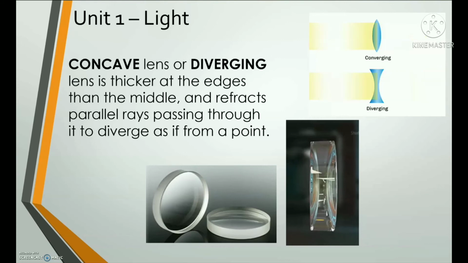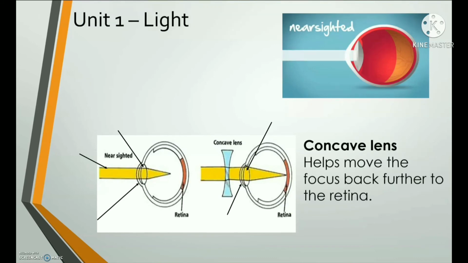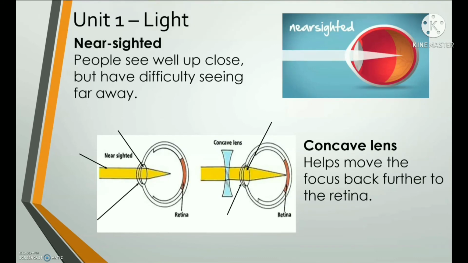Very good. So the edges part of a concave lens is thicker than in the middle. Very good. Now let's move on to the next slide. Of course, we are talking about these lenses because we want to know how it helps people with difficulty with their eyesight. Okay, now let's talk about first the nearsighted.